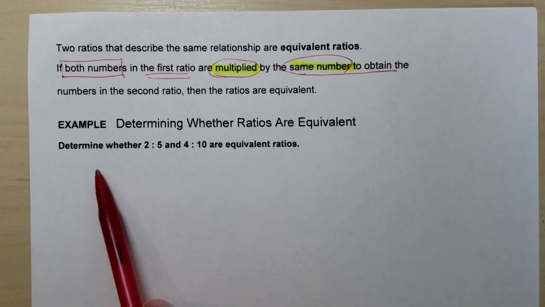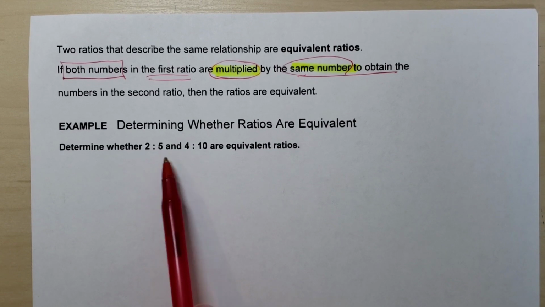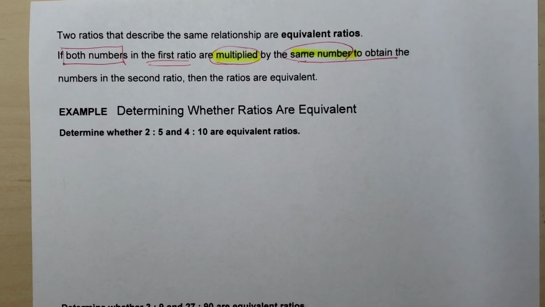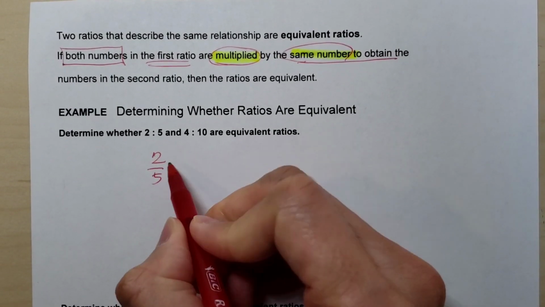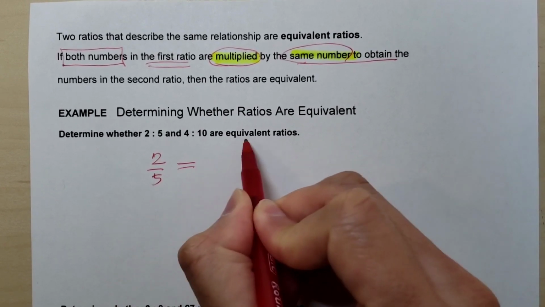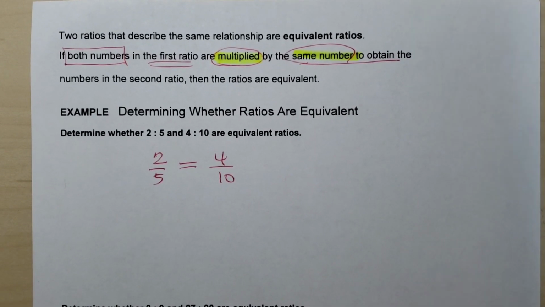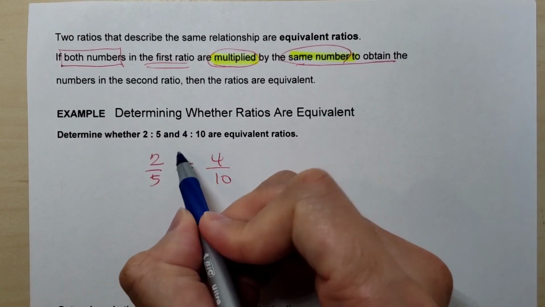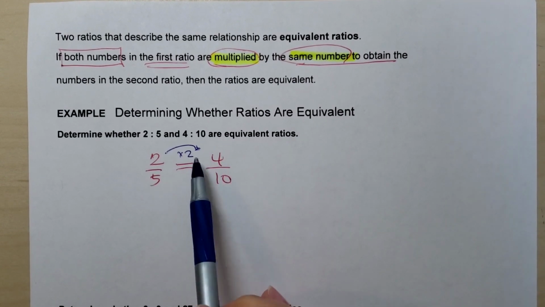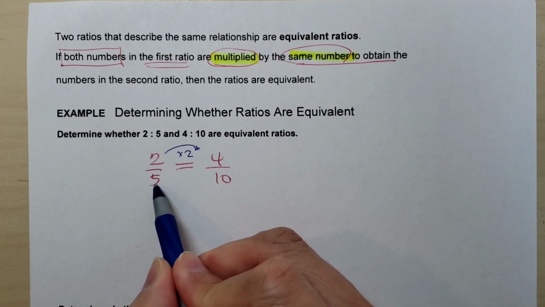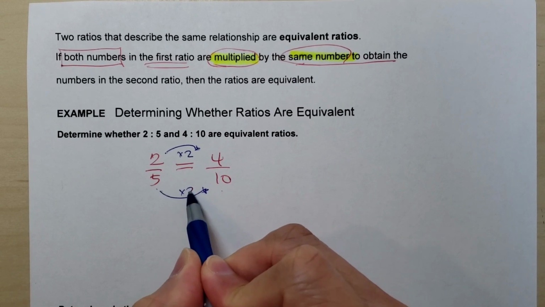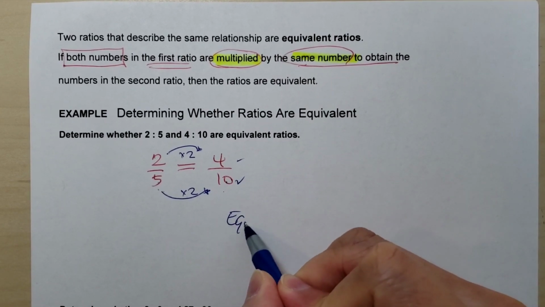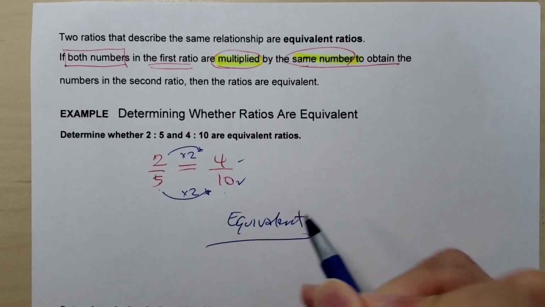For example, it says, determine whether 2 to 5 and 4 to 10 are equivalent ratios. Now, personally, I like to write it as a fraction. 2 to 5, is that equivalent to 4 over 10? Now, let's do mental math. What number did you multiply 2 by to get 4? I multiplied by 2. So if I use the same number, would I get 10 for our second quantities? So 5 times 2 is 10. So the values are equivalent. The ratios are equivalent.